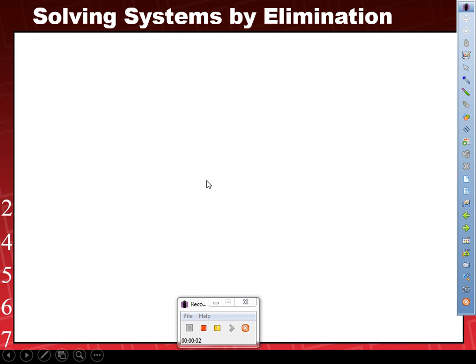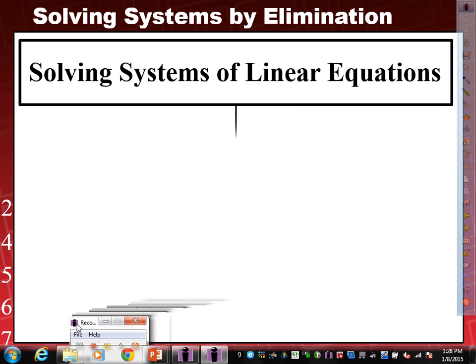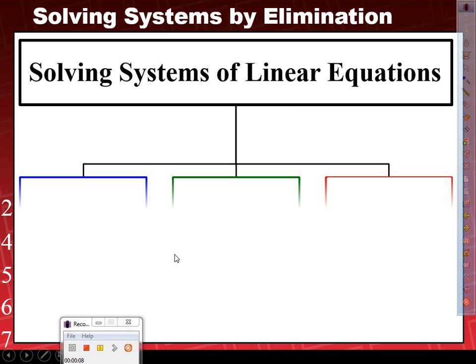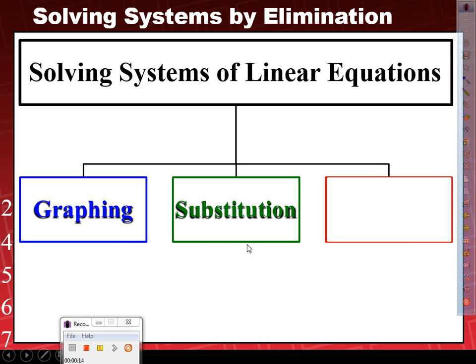We are still in systems of equations, but this is where we're going. Here's our blueprint to see where we're going with systems. We have three different ways of solving it. We already covered graphing. We already covered substitution. And today we're covering elimination, also known as combination or addition. That's the third way of solving it.